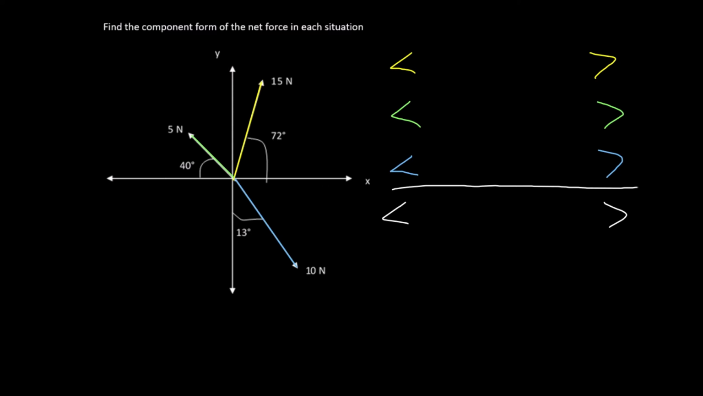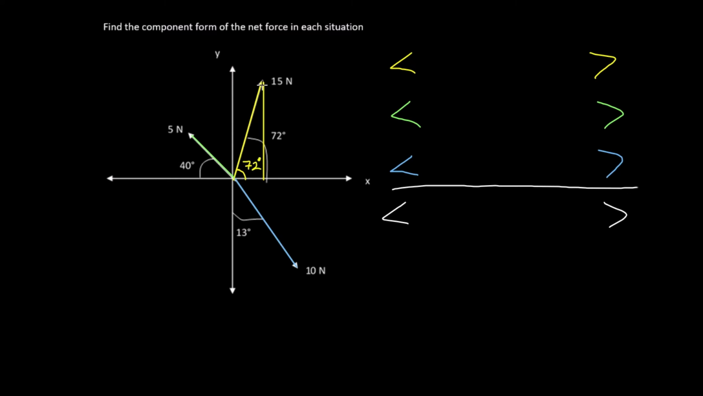Now, what we're going to do is we're going to break these into triangles. Remember, every vector is a triangle in disguise. So if I bring this down here, you can tell this picture isn't super great that I made, but we've got a 72-degree angle right here.